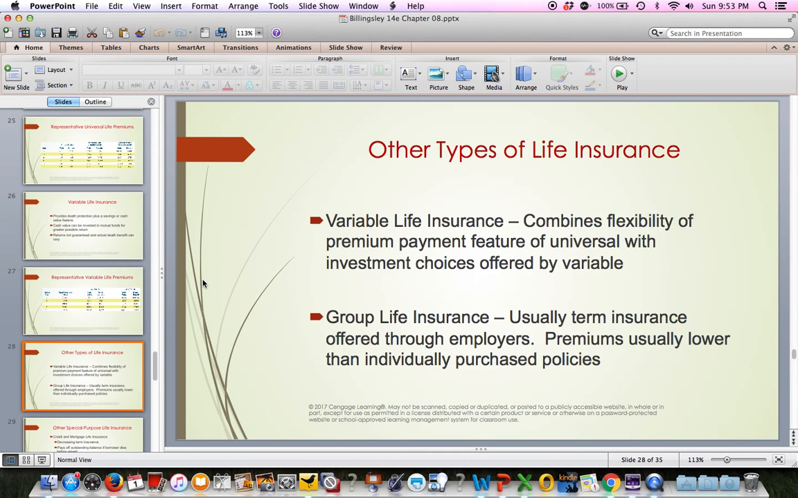Other types of insurance, so variable insurance, group insurance. Group insurance is typically offered through your employer. As I mentioned before, a lot of employers will offer group insurance with a set number that they'll give you either for free or for a very low cost. But if you want to choose to increase that number, you can pay extra, or you can buy extra insurance for a spouse or child also.